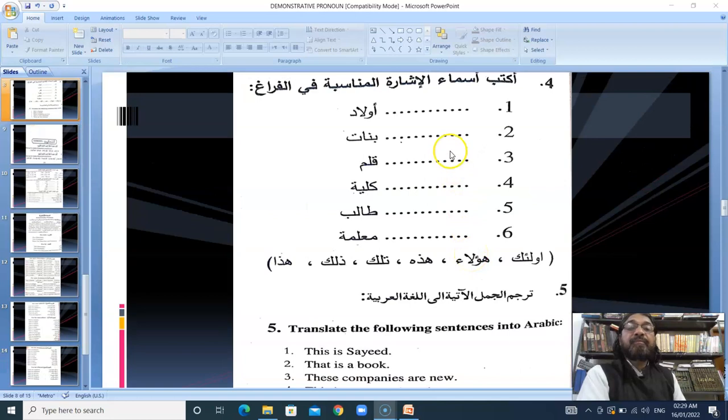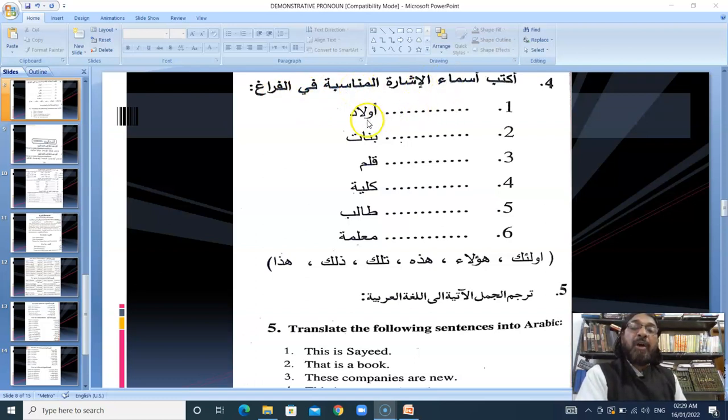Then after, fill in the blanks. So bit number 12, there is a possibility that such a question will come, fill in the blanks, from the grammar part only. Uktub, write, asma al-ishara, demonstrative pronouns, al-munasiba fil faragh. So fill in the blanks by using the suitable asma al-ishara.